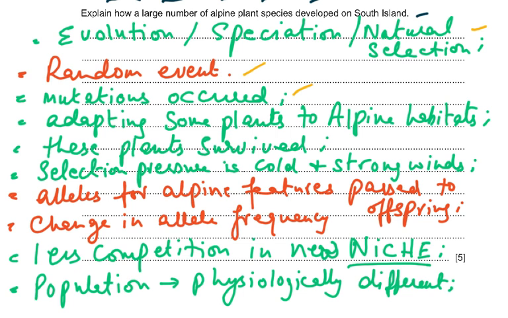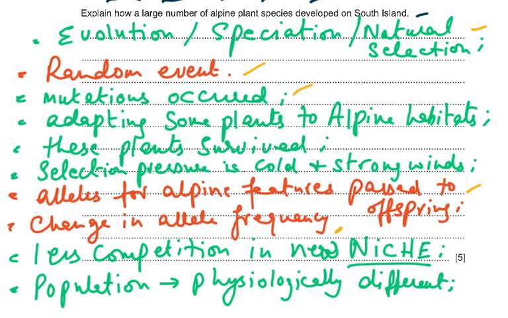then adapting some plants to alpine habitats, these plants survived. Then selection pressure is cold and strong winds. Then alleles for alpine features passed to offspring. So the desirable alleles will be passed on to the offspring, and this will result in a change in allele frequency. So these points you can write just without even thinking, and you can write in every question.